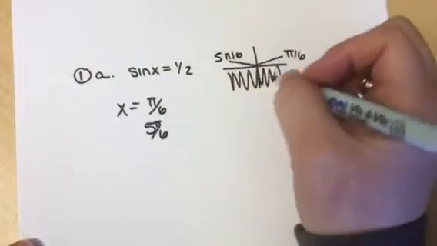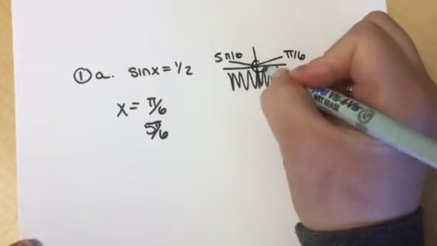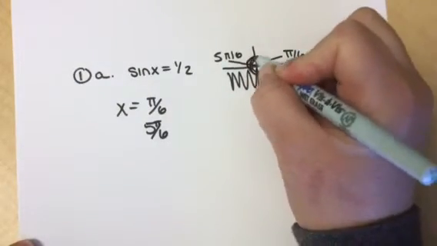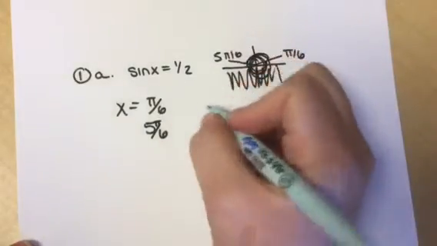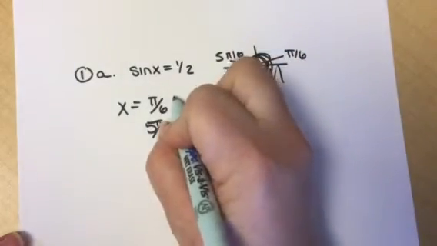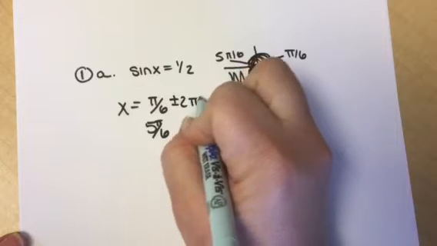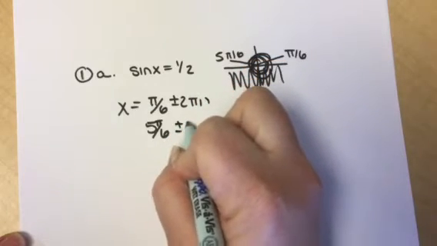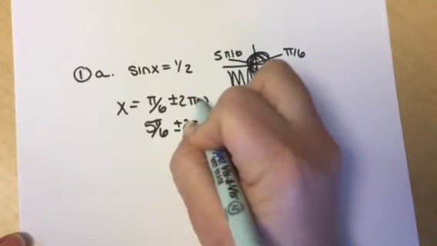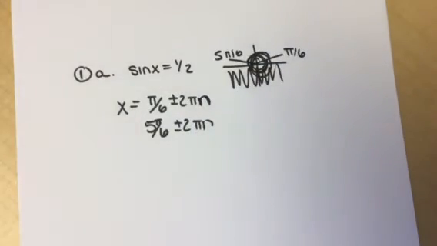However, there's no restriction here or anything like that, so we can go around and around and around the circle, or we can go in the negative direction. The whole circle, or the period for sine, is 2 pi, so we're going to do plus or minus 2 pi n on both of our answers to account for all the answers no matter how many times we go around the circle and no matter what direction.